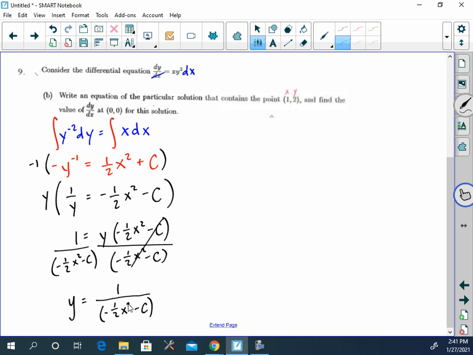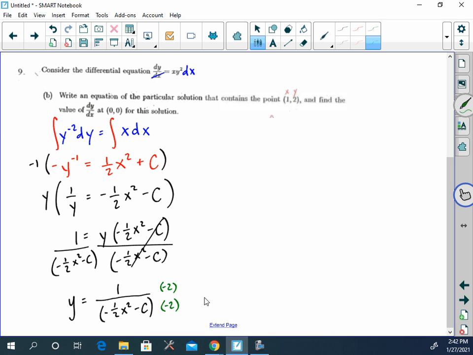So I might multiply top and bottom by 2 or multiply top and bottom by -2, or we could leave it like this and try to solve for the c and just plug it in. That's totally up to you. If I'm thinking of what you might see on a multiple choice, I would multiply top and bottom by -2. But because this is free response, that's kind of up to you, okay?